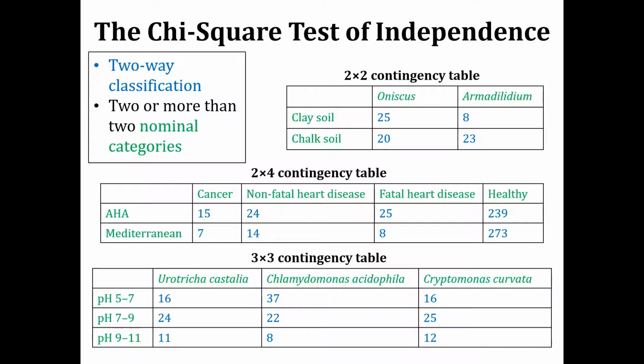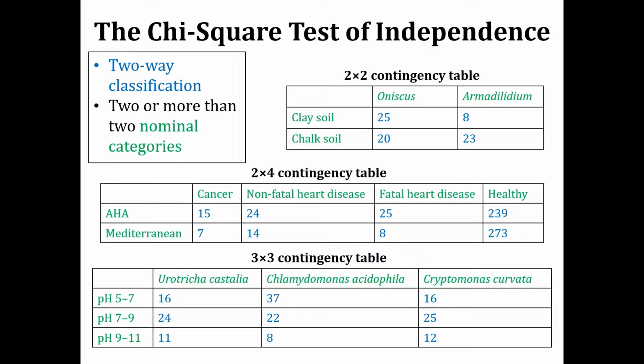And now we have another example, which is a 3 by 3 contingency table. In this table, you can see that again the 2 variables have 3 nominal categories each. One variable is presented in rows, and that variable is the pH of water. And one variable is presented in columns, which is the species of protists found in that water. So this is 3 by 3. There are 2 variables, the species and the pH. The pH has 3 categories and the species also has 3 categories. So this is a 3 by 3 contingency table.